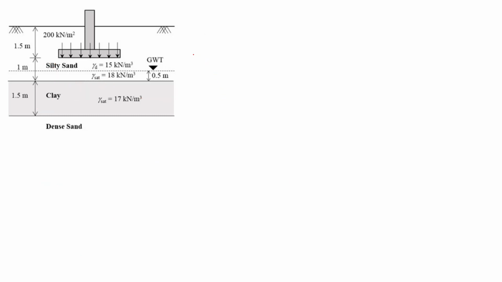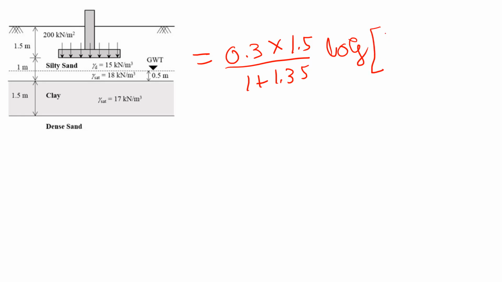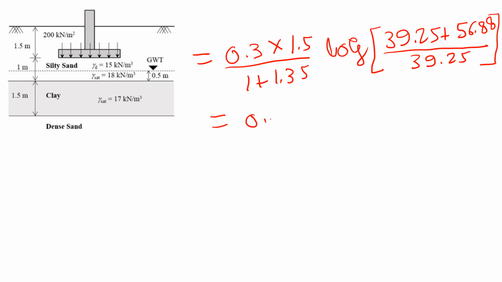Now let us put all the data that we have calculated. This is 0.3, which is Cc, and the height of the clay layer is 1.5 divided by 1 plus void ratio 1.36. Then we have to take the log of initial effective stress 39.25 plus increase in effective stress 56.88 divided by the initial effective stress 39.25, which comes out to be 0.0745 meter. So in mm, this would be 74.5 mm.